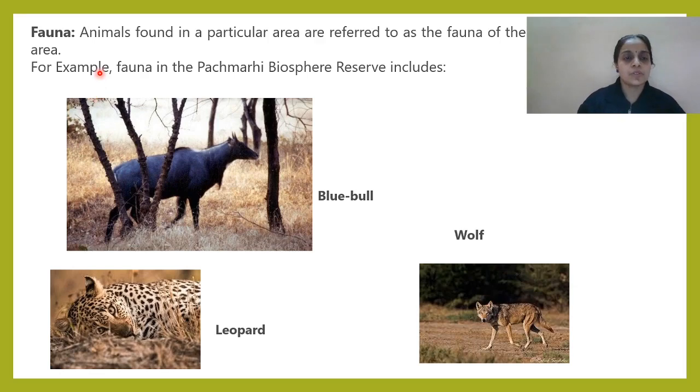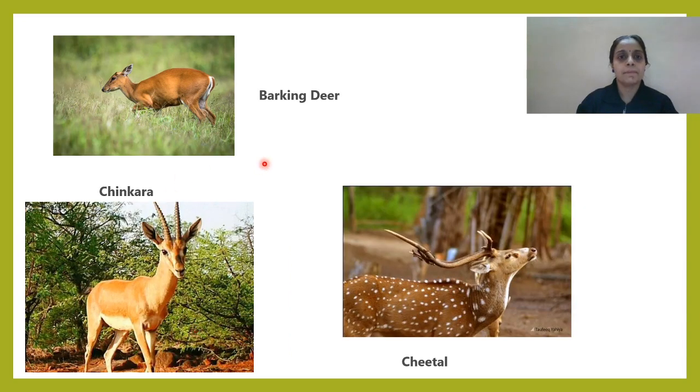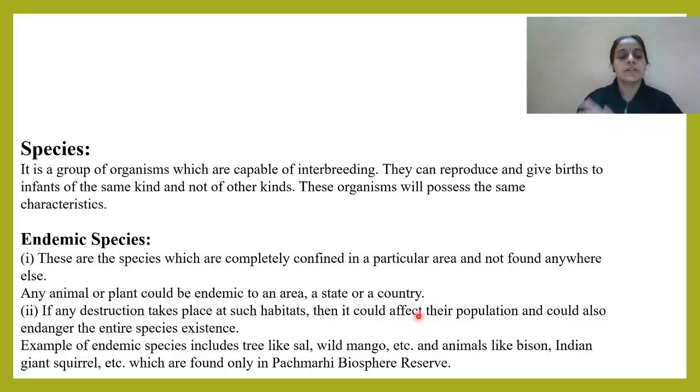Coming to fauna. These are the animals found in a particular area, referred to as the fauna of that area. These two, the flora and fauna, you see in Pachmarhi Biosphere Reserve. There are the blue bull, wolf, leopard, barking deer, chinkara and cheetal. Those are the things about flora and fauna.